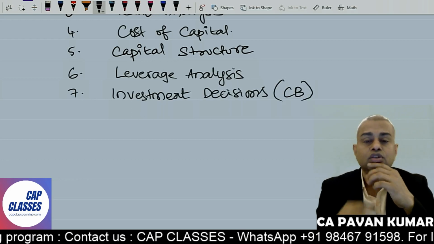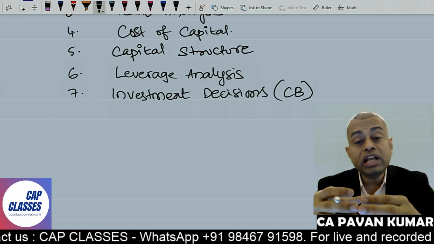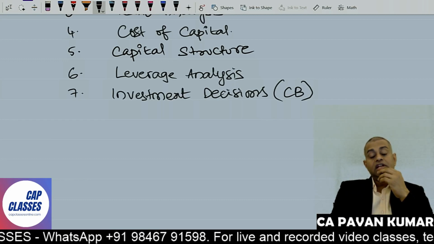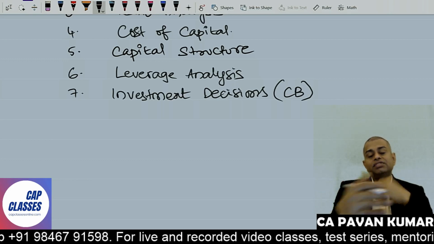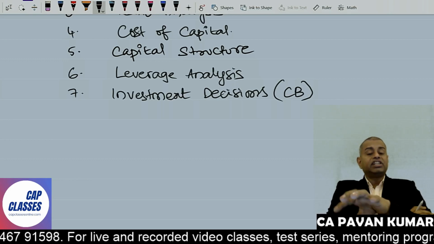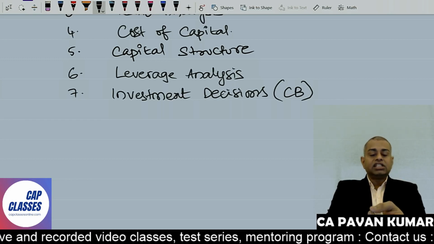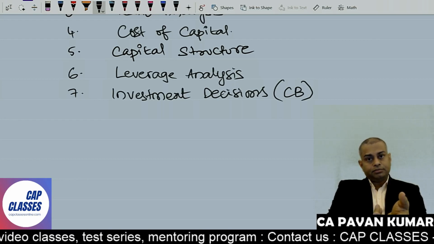Investment decisions is also known as capital budgeting. So basically, if I want to invest money in a project, is it worth investing money in this project? If I want to purchase a fixed asset, is it worth investing money in this fixed asset? Or if I want to buy a machine, two alternative machines are available, machine A, machine B. Which one will give me more benefits?